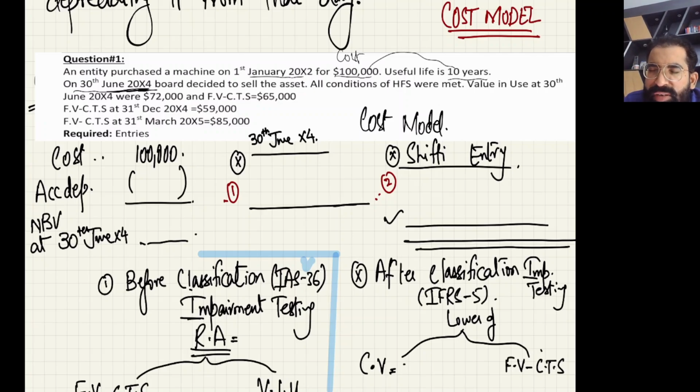For the first 2.5 years, this asset is a non-current asset, and from 30th June X4 we have to start the held for sale accounting. I'll teach you, don't worry. That's my job.